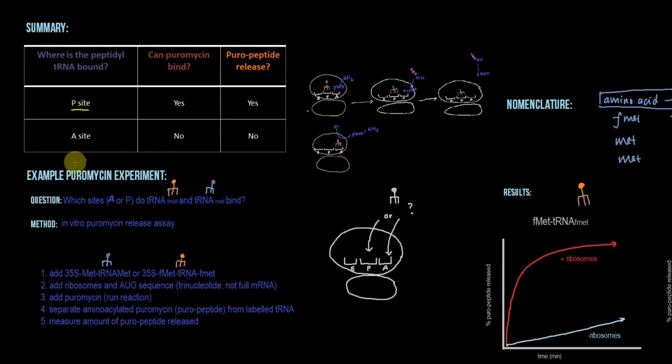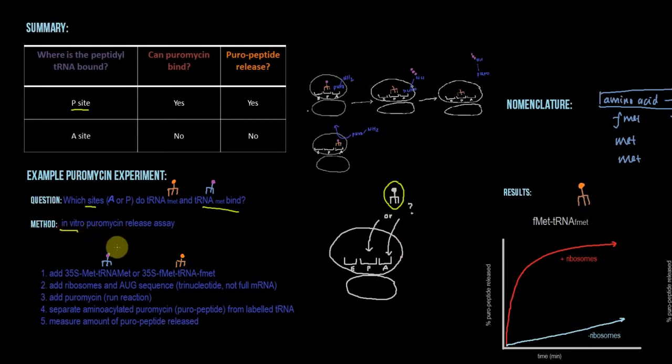So the big question for this experiment is, which sites, the A or the P site, do tRNAfmet and tRNAmet bind? Right? So where do they bind in the ribosome? So I've drawn that here. If we have a ribosome, we have our E, P, and A sites. Does this general tRNA, which could represent either of these two, bind to the P site or the A site? So the method is an in vitro puromycin release assay.